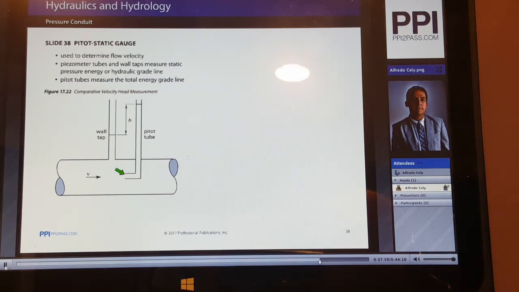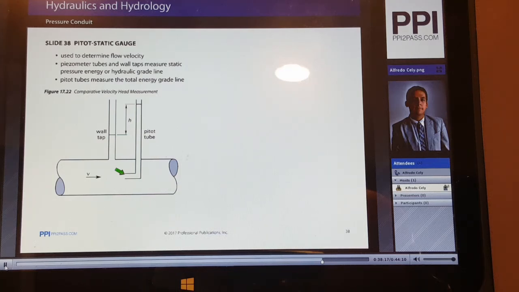The wall tap and the pitot tube can be connected with a fluid on the inside of the tubes, also known as a pitot static gauge. This makes the pitot tube dependent on the fluid densities of the flowing fluid and the fluid in the gauge. A common fluid used is mercury.